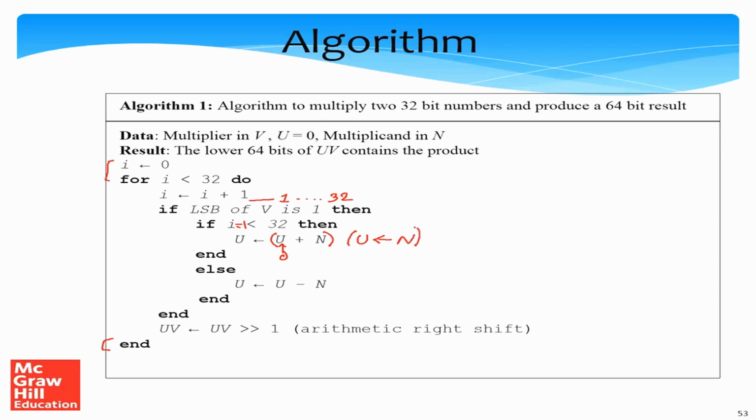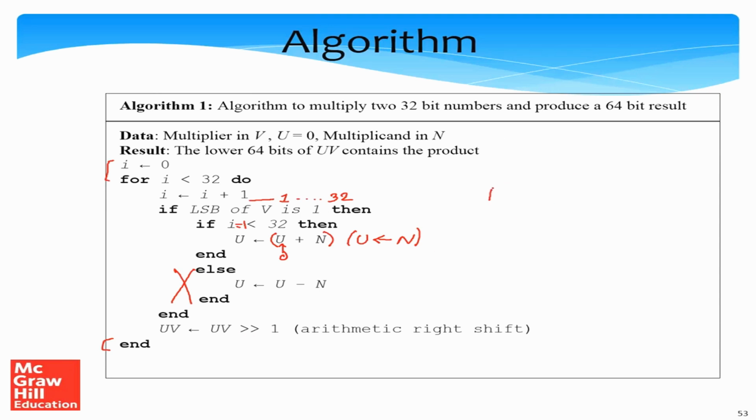If we see that the least significant bit of the multiplier is 1, then the product will be the multiplicand itself. So we set U to U plus N. Let's not talk about this part right now; we'll talk about it later. Then we take the register UV and shift it to the right. One arithmetic right shift to preserve the sign bit. We shift it to the right by 1 position.